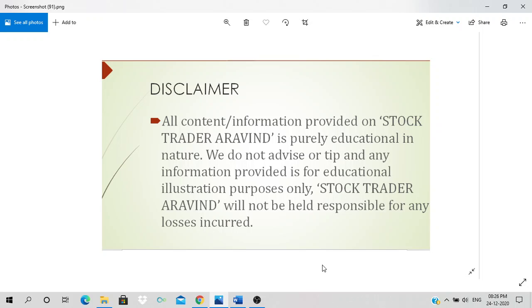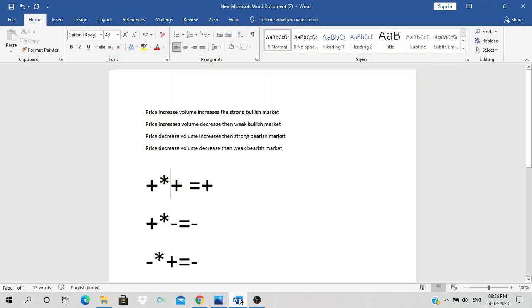And today we will see a new topic, which is volume analysis. I will share 4 scenarios where we can compare both price and volume, and we can analyze the direction of the market. See, these are the 4 scenarios.